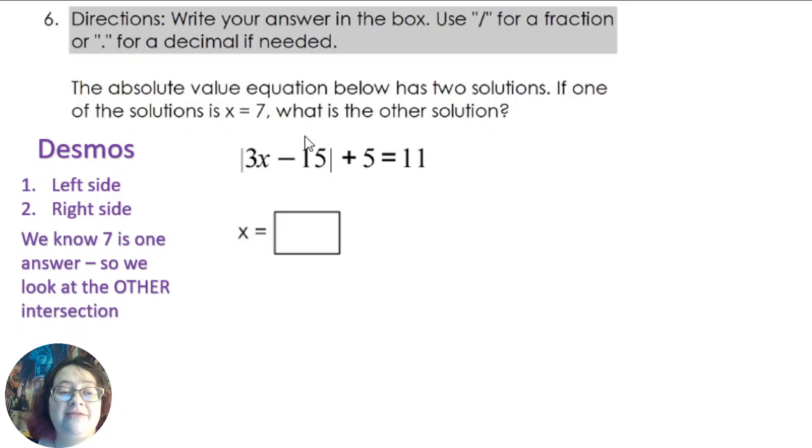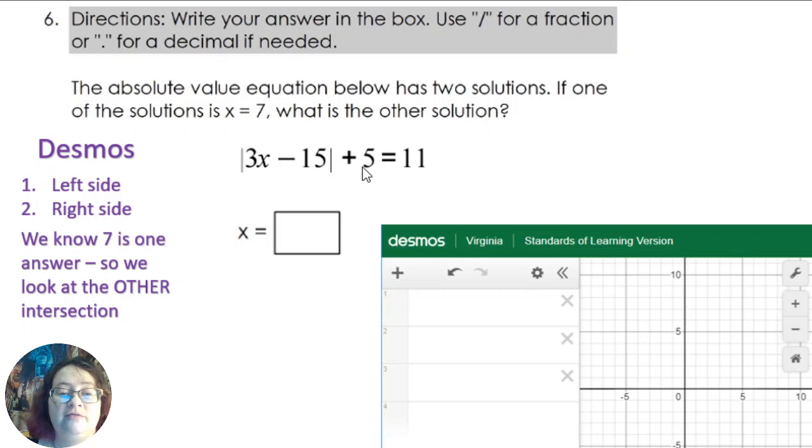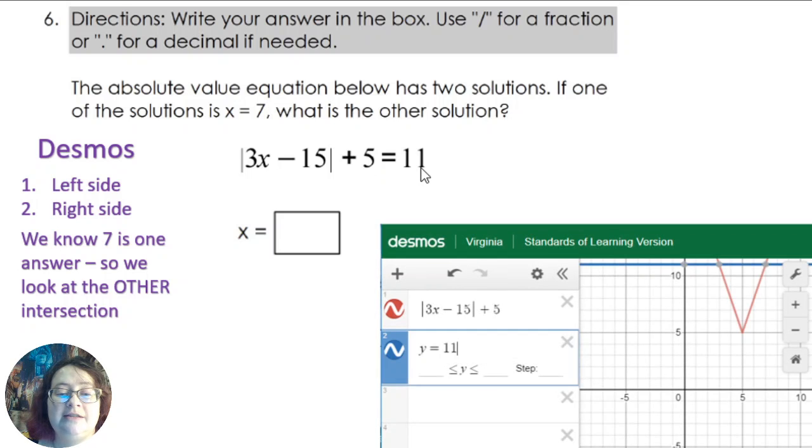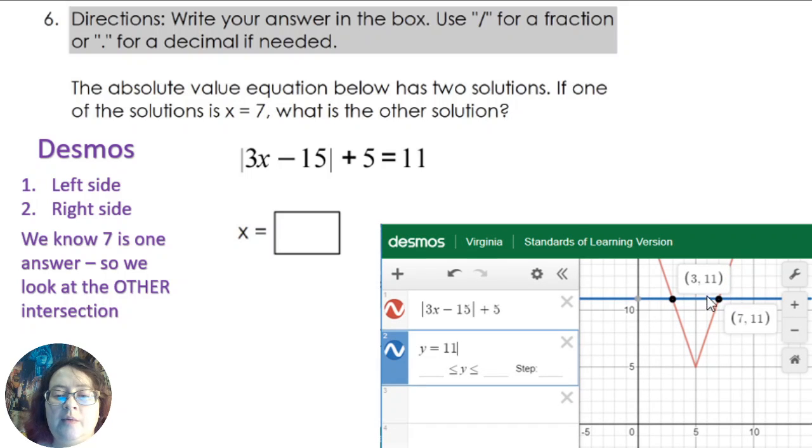We know that 7 is one of the answers, so I'm going to look for the other intersection. Now, I can see this up here. It's really close to the top corner, so I can take this and drag it down just a little bit. Now I can see it a little better. We're going to click on those points, and we get 3 and 7 as our x values. Well, we already know about 7. 3 is the one we don't have, so 3 is the answer we'll put.